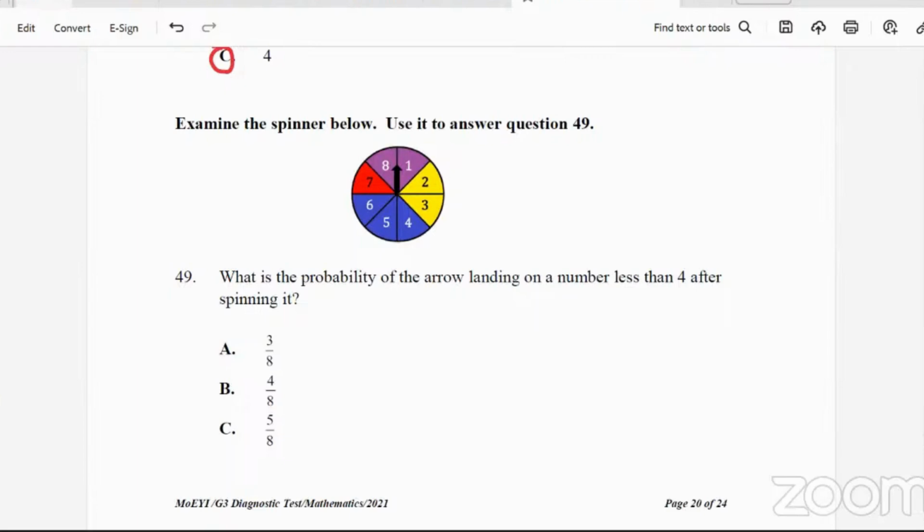So when you spin the arrow, you would have 3 out of 8 chances of landing on a number that's less than 4, because you could land on any of the numbers, but you have 3 out of 8 chances that it will land on a number less than 4. So the answer is A.